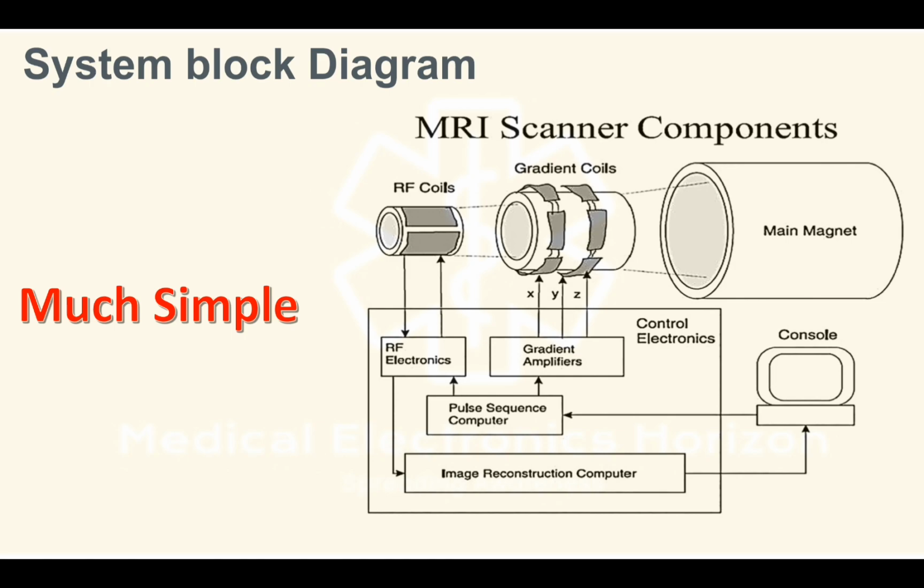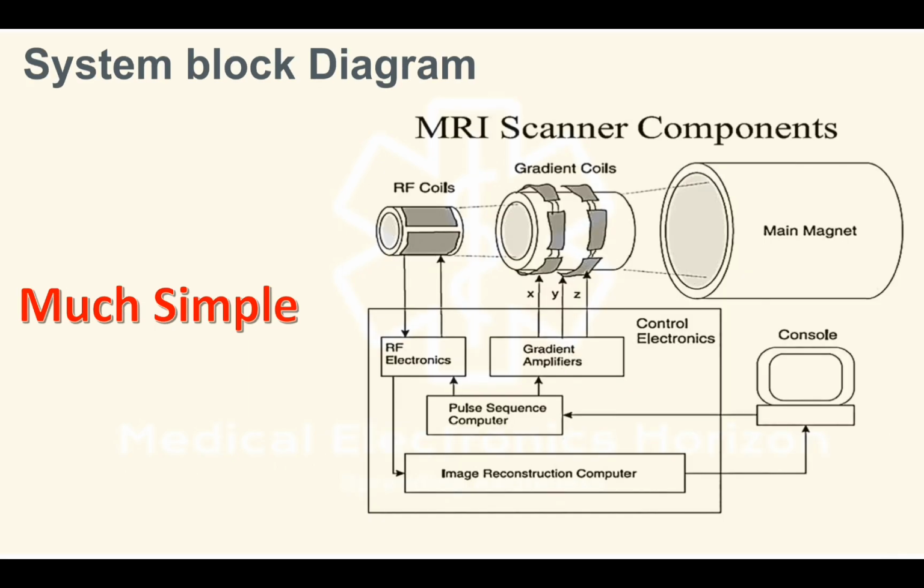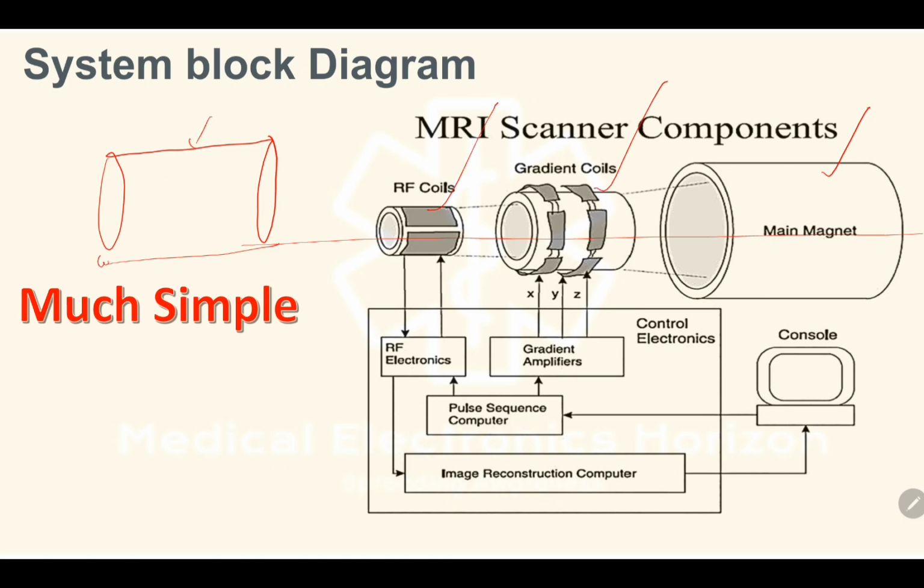Now this is much simpler in comparison to this one. This is a magnet, this is a gradient coil, and this is an RF coil. All are in the same tunnel. Okay, this is your tunnel, looks like this. Gradient, this is a magnet, gradient coil, and body coil. All are in the same tunnel. Okay, and from the outer side you can see it as one: magnet, gradient coil, RF coil.